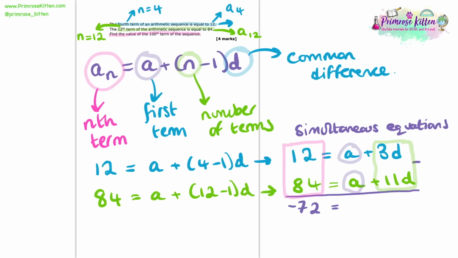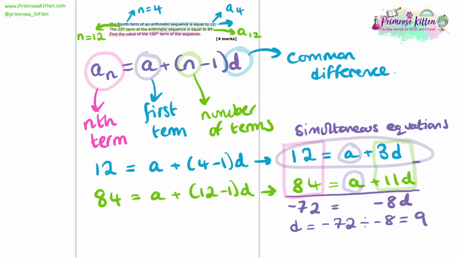So I'm going to write that down underneath now, minus 8d. Now with this information that we have, I can rearrange this minus 72 equals minus 8d to get d on its own, just by dividing through by the minus 8. So d is going to equal minus 72 divided by minus 8, which gives us 9.